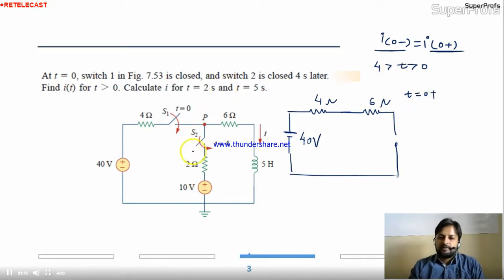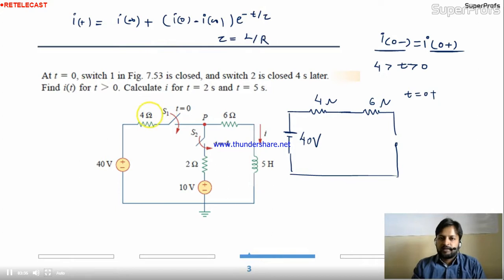Okay. But last time we saw the formula for current. I(t) is nothing but I infinity plus (I0 minus I infinity) e to the power minus t by tau, where tau in the case of an inductor is L by R. Is it okay? So see, we are closing the switch at t equal to 0. At t equal to 0 plus, the current will be 0 in it.